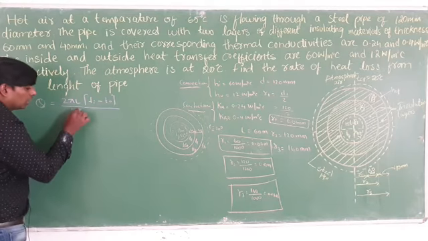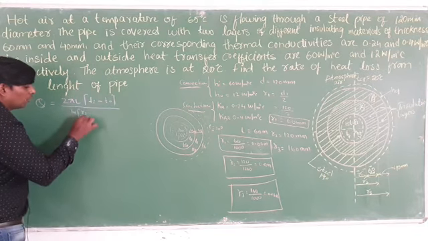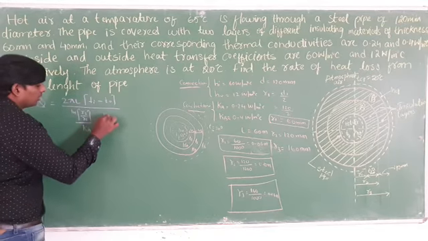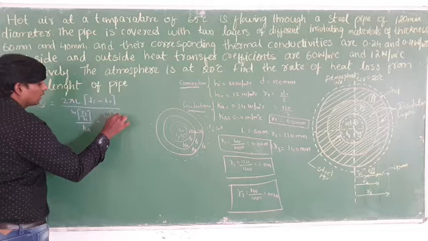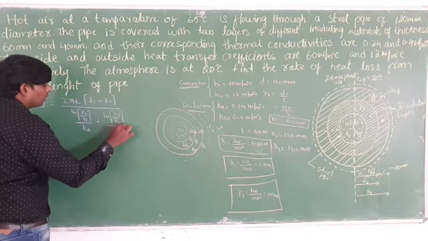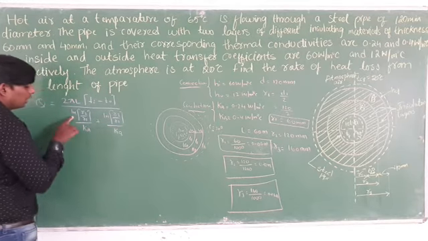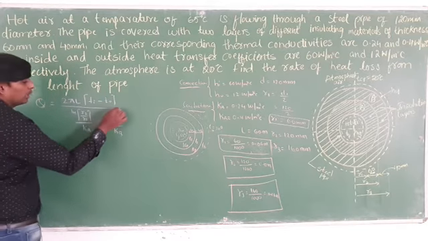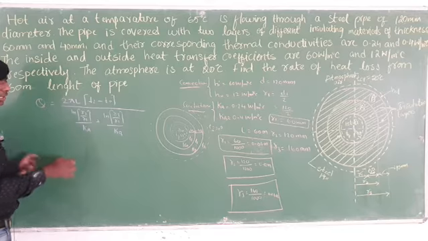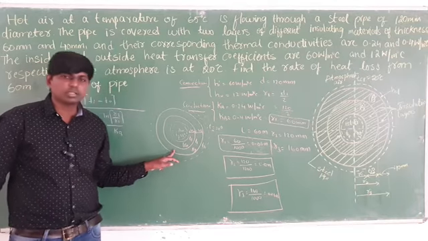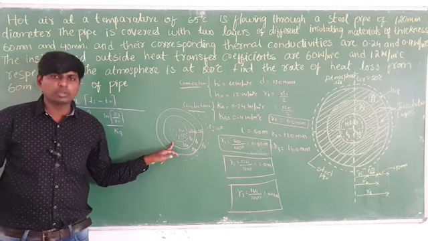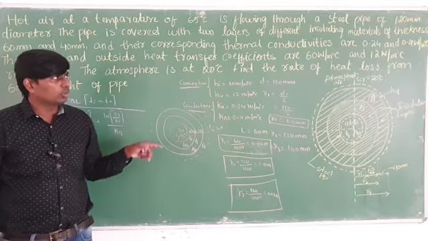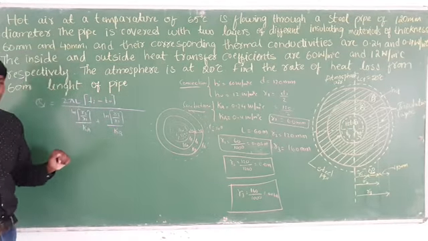Here you have to write ln(R2/R1) by Ka, then plus ln(R3/R2) by Kb. After that, these two are the conduction. This is the conduction and this is the conduction. This is made up of some insulator material and this one is also made of some insulator material. It is not named, but the Ka and Kb values are given.